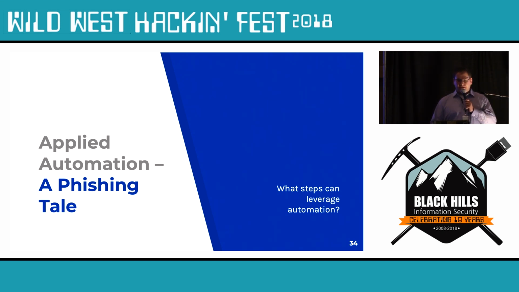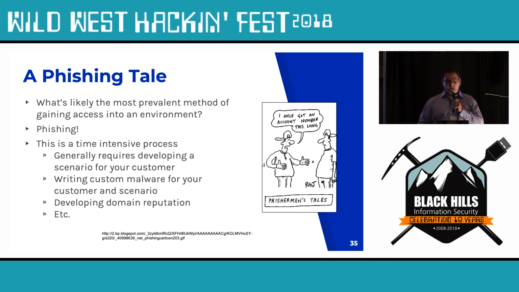So next up is kind of applied automation. We're talking about phishing. How can we use automation in this step? Well, what's the most prevalent way that an attacker is going to gain access to an environment? It's going to be through phishing. If an attacker is lucky, maybe they're going to find something on the outside, but that's generally not the way that you can just pop SQLi, run xp_cmdshell, and execute code to gain access to their environment. So attackers commonly use phishing.